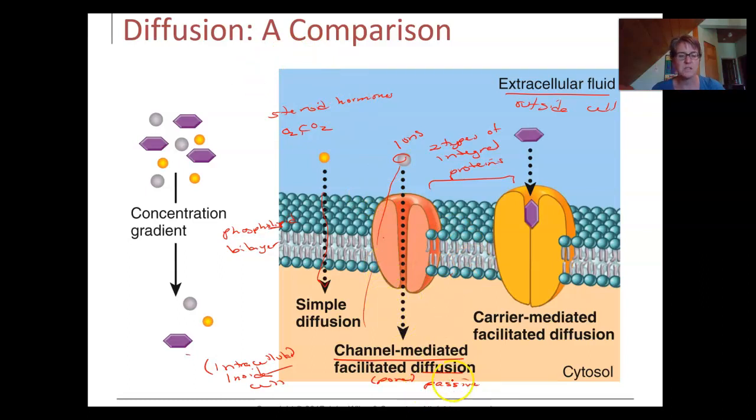It's helped, so it's facilitated. That means that there's a helper. So I actually have two different types of helper. We're going to call helper passive movement. I have channel mediated, meaning it's just a pore and things can go. I do funny things with these channels. I'm not ready to tell you what, but I gate them. I close them so they only open at certain times.